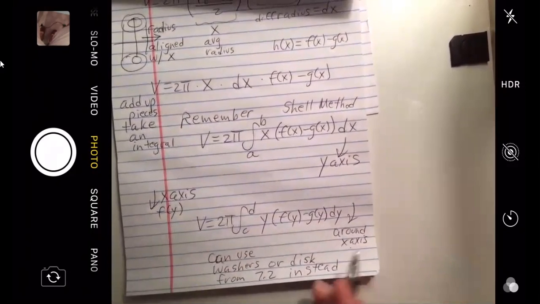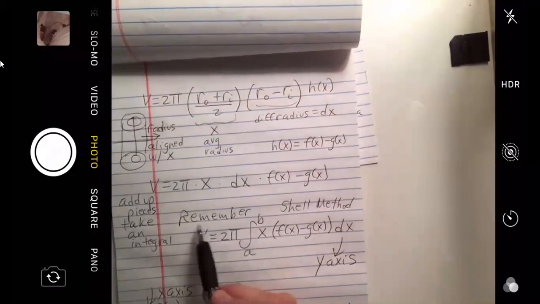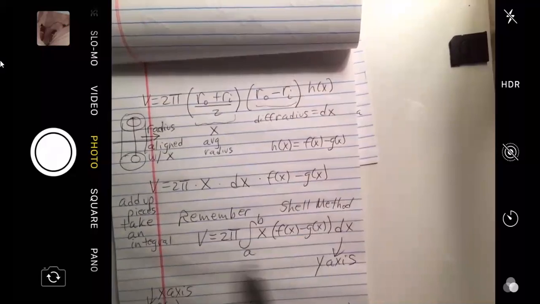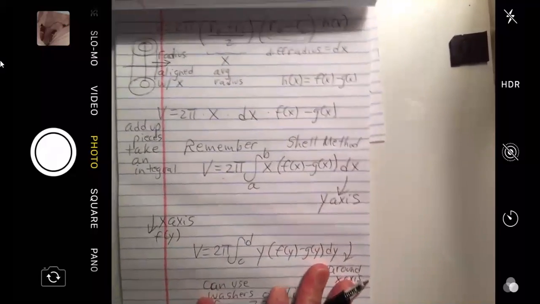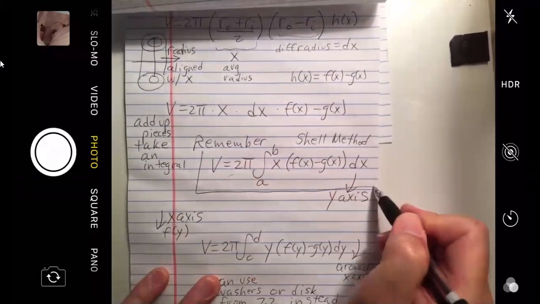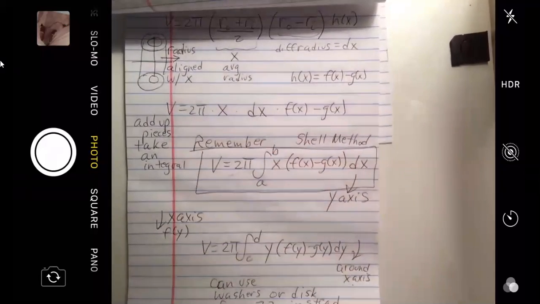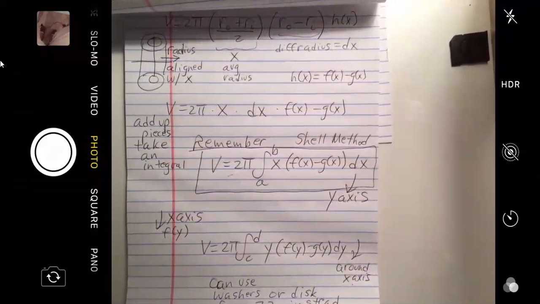The whole idea is to try to stay with functions of x. If you're going around the x-axis, functions of x, that signals washers or discs from 7-2. If you're going around the y-axis, f of x around the y-axis signals shells in this way. Before I charge into any examples, any questions about this? This is the important formula to remember right there. Plug and chug right into that for 7-3.